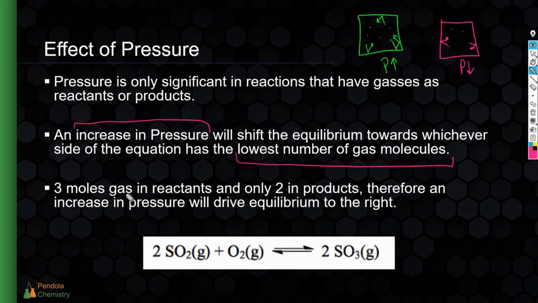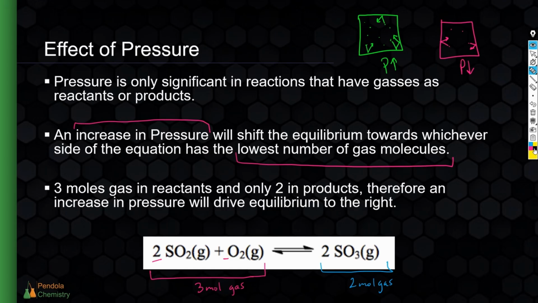Imagine we have 3 moles of a gas in the reactant. So here we have sulfur dioxide reacting with O2. So in total, we have 1 mole of oxygen and 2 moles of sulfur dioxide, which means we have 3 moles of a gas. On the product side, we have 2 moles of sulfur trioxide. That's the only gas, right? So it's only 2 moles of a gas in the product side.